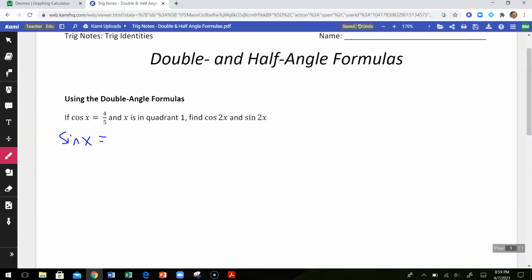And so there are a few ways to do that. I think the easiest way is to actually just draw a triangle. So if we're in quadrant 1, we know everything is positive. That's important. It could be a different quadrant, in which case sine could possibly be negative. But we're in quadrant 1, everything's positive.